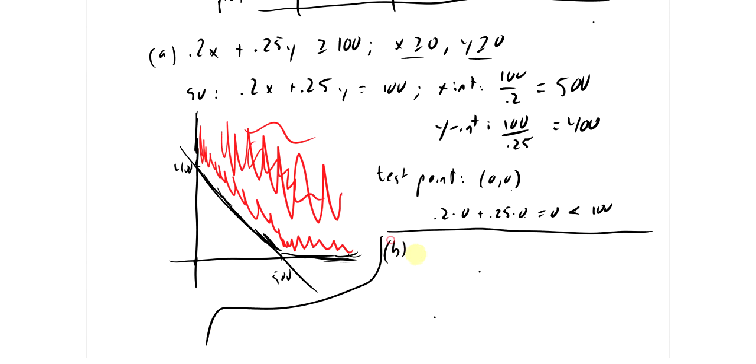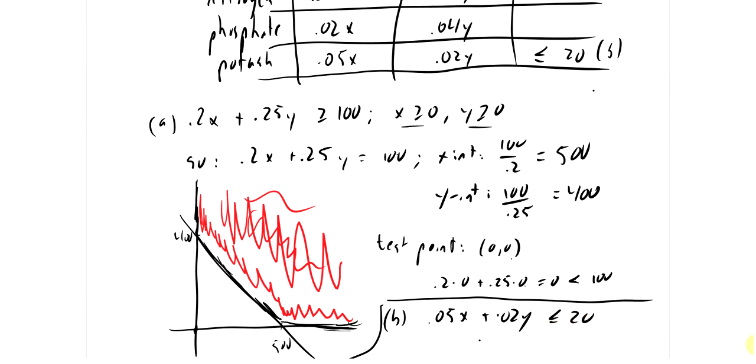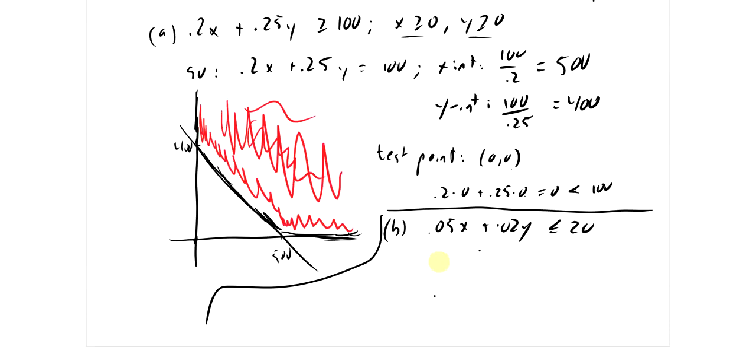For part B, what's our inequality? 0.05x plus 0.02y is less than or equal to 20. If you graph that, you get an x-intercept of 400 and a y-intercept of 1,000. Well, we'll move our x-intercept over there. I don't know if I can erase that. And then this is 1,000. Okay, so there's our x-intercept and a y-intercept.